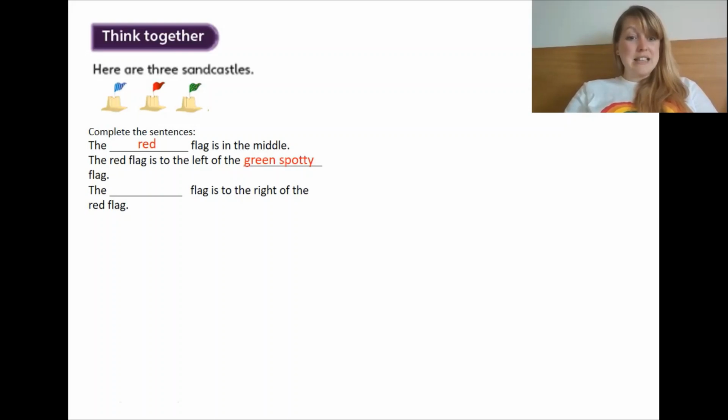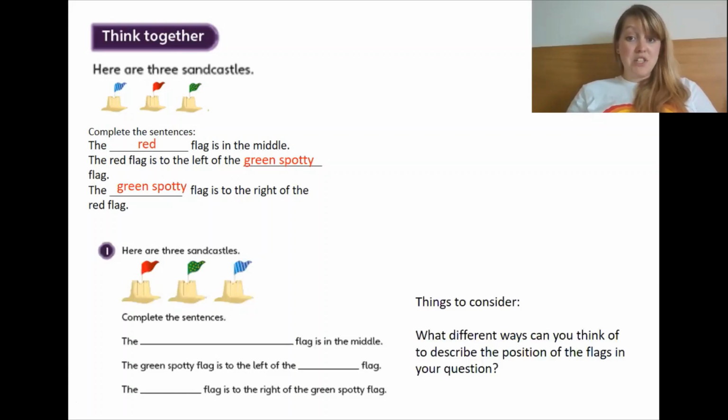And then it says the something flag is to the right of the red flag. So if the something flag is on the right, the red flag is on the left. So again, it must be the green spotty flag. So could you have a go at this question? The things that you need to consider are, what different ways can you think of to describe the position of the flags in your question? So you've got a few examples down there, but you could think of more. Think about where the red flag is, for example. Pause the video now and have a go at answering these questions.